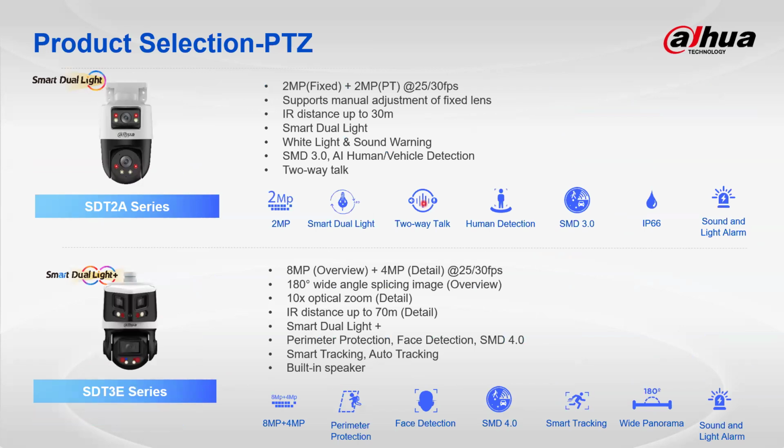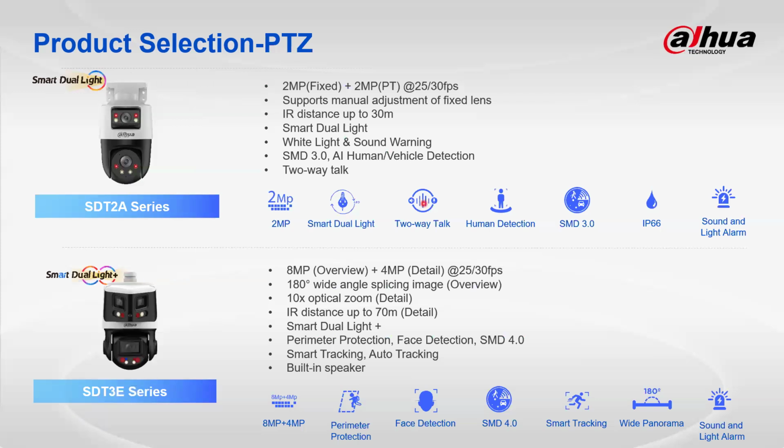So for the SDT series, starting with the SD2A series, it comes with the following features: 2 megapixel, support for smart dual light function, two-way talk communication, human detection, SMD 3.0, IP66 protection, and a sound and light alarm warning.